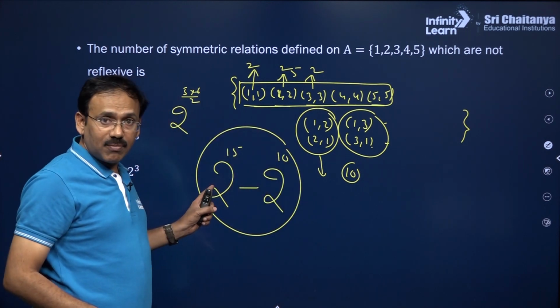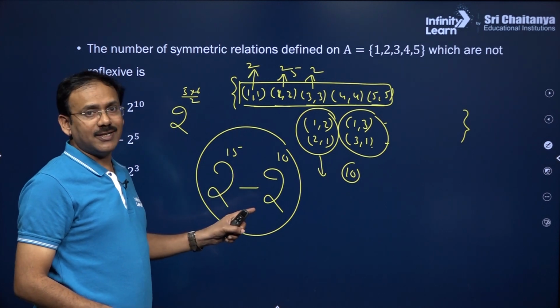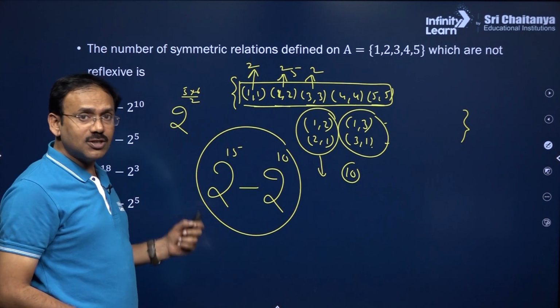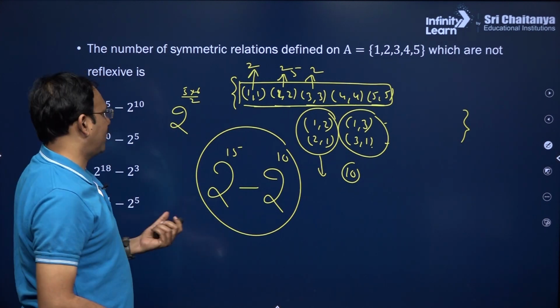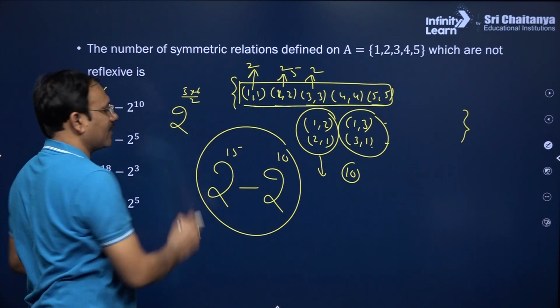So the total number of symmetric relations minus the number of relations which are reflexive and symmetric will give you those symmetric relations which are not reflexive. Okay, right, my dear friends. So option 1 is the right answer.